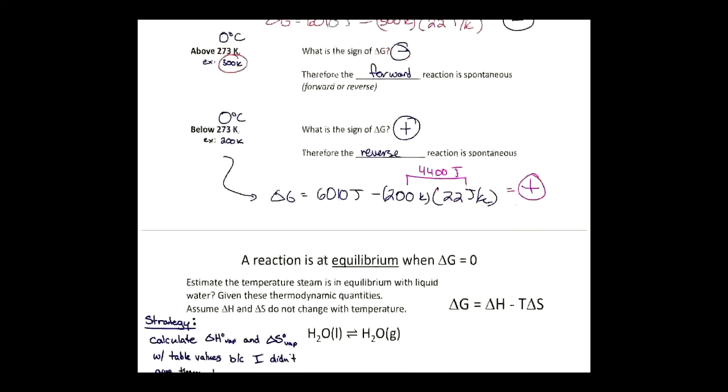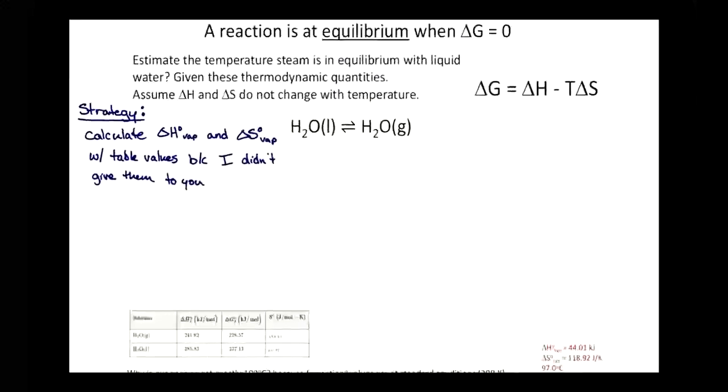Okay, so let's do one more. Same idea. Reactions are at equilibrium when delta G is 0. So let's determine at what temperature this reaction is at equilibrium, turning liquid water into gaseous water. So what property are we calculating? The temperature to do what? Boil water. Yeah, because we're taking a liquid to a gas. So we're going to calculate the boiling point temperature of water instead.